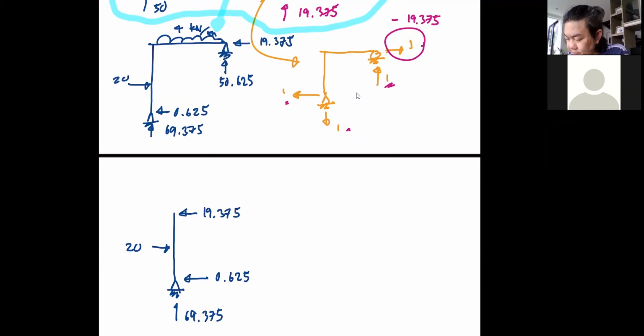And then we are going to have the moment here that is going to be equal to, let's use the pink one. The moment is equal to 20 multiplied by 15 minus 0.625 multiplied by 30. That is 281.2.